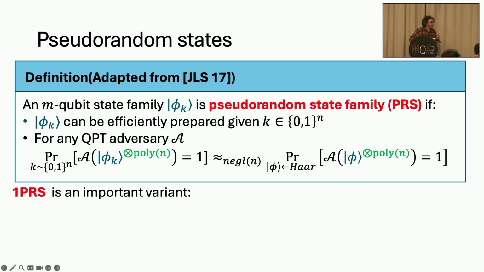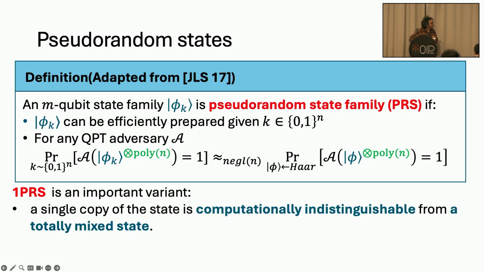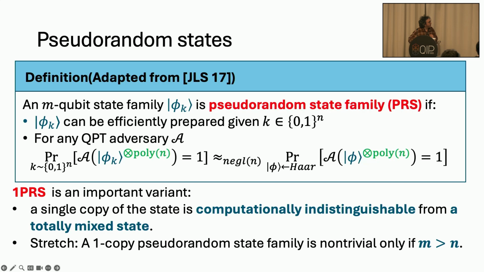An important variant is called one PRS, or single copy PRS. In here, the adversary gets only one copy. Okay? And notice that on the right-hand side, since it's only one copy, it's essentially saying that this single state from the family is distributed like the maximally mixed state. And for that to be non-trivial, we need the length of the state, or the stretch, to satisfy that m, the size of the state, is longer than n, the key size. Then it becomes non-trivial to do.